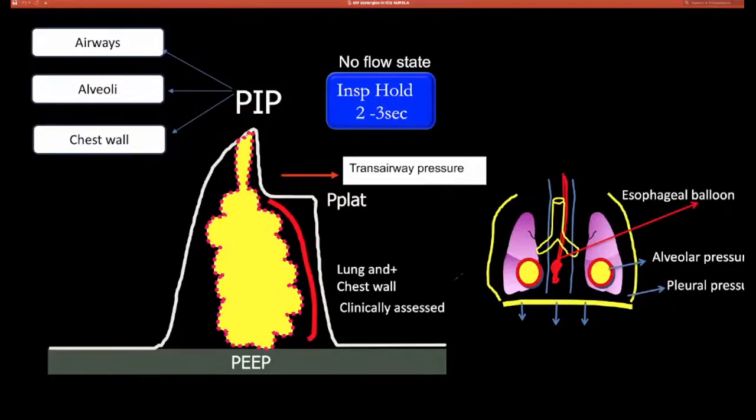Many ventilators do have the provision. Your Hamilton ventilator also comes with this option where you can float it in and look at the pleural pressure. The difference between the airway pressure and the pleural pressure is the transpulmonary pressure. That is contributed only by the lung. Anything additional to that will always be because of the chest wall.